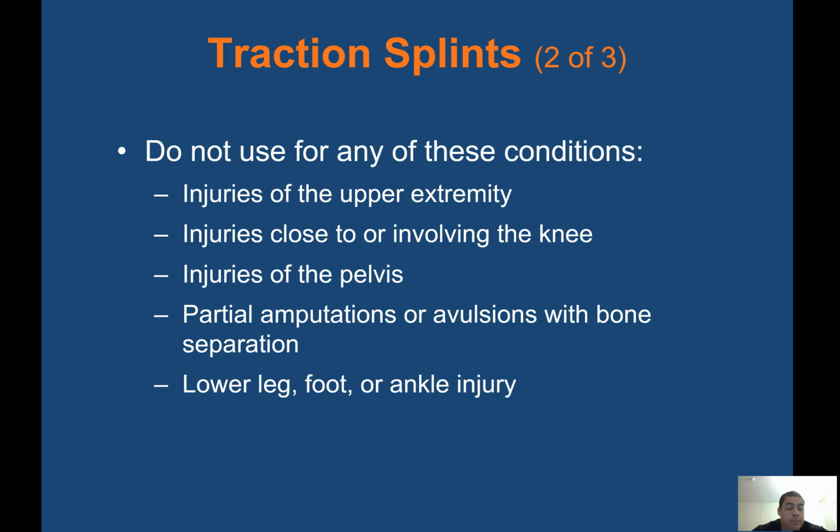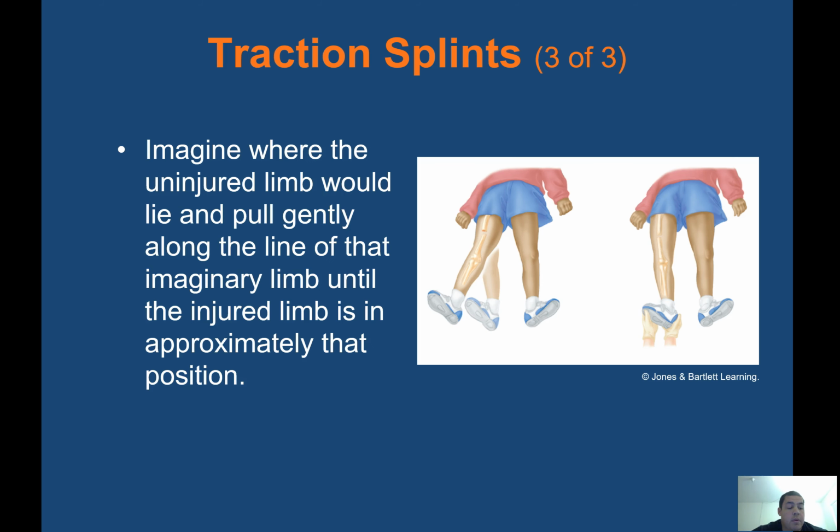Do not use a traction splint for any of these conditions: injuries of the upper extremity, injuries close to or involving the knee, injuries of the pelvis, partial amputations or avulsions with bone separation, lower leg, foot, or ankle injury. Imagine where the uninjured limb would lie and pull gently along the line of that imaginary limb until the injured limb is in approximately that position.